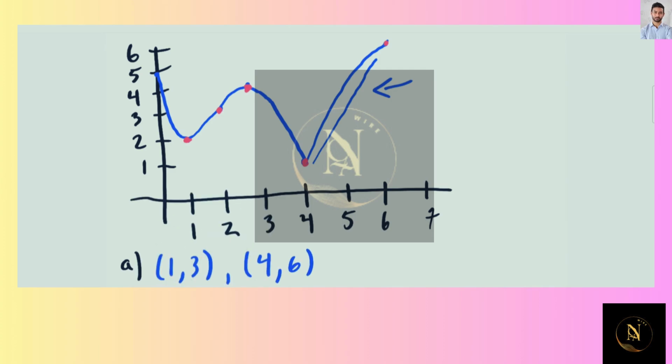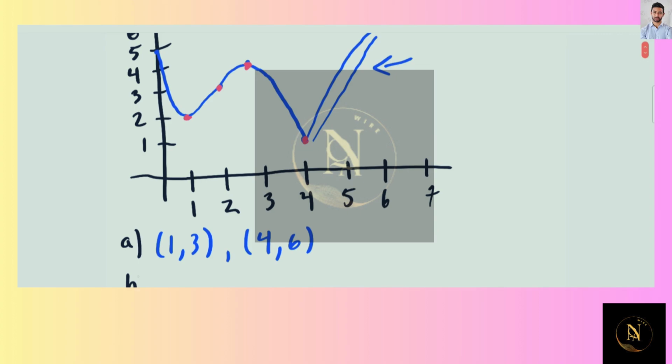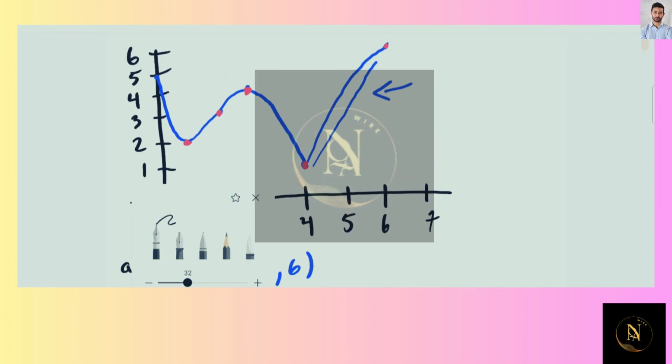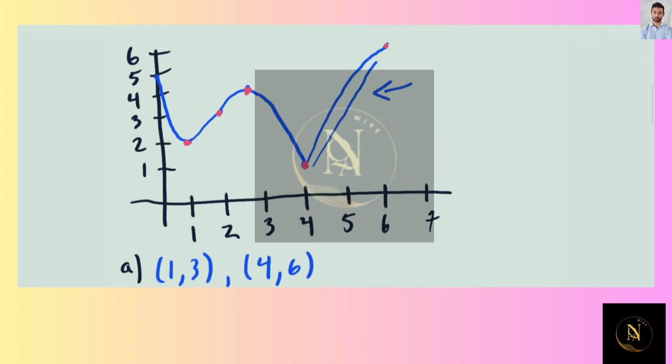Now for part B, we're going to figure out on what interval our function is decreasing. Decreasing is going to be this part of our graph here, since we're going down, and it's going to stop at this local minimum, since we know when we get to this minimum we're going to be increasing afterwards.